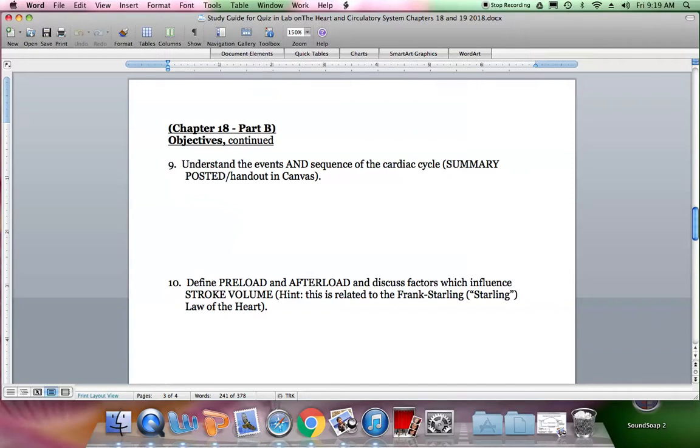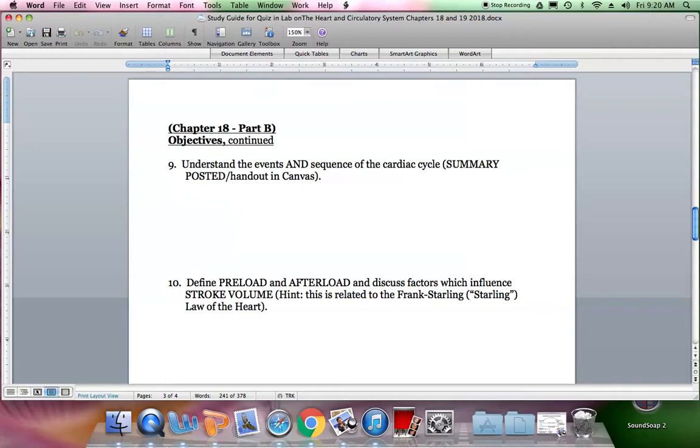Afterload is the pressure against which the ventricles must pump blood. So if you have high systemic blood pressure, hypertension, and there's a lot of pressure in those arteries, it's going to create a resistance against the stroke volume coming into those vessels. So it makes the ventricles work harder when afterload is increased, and that will tend to decrease the volume of blood that is leaving the heart.